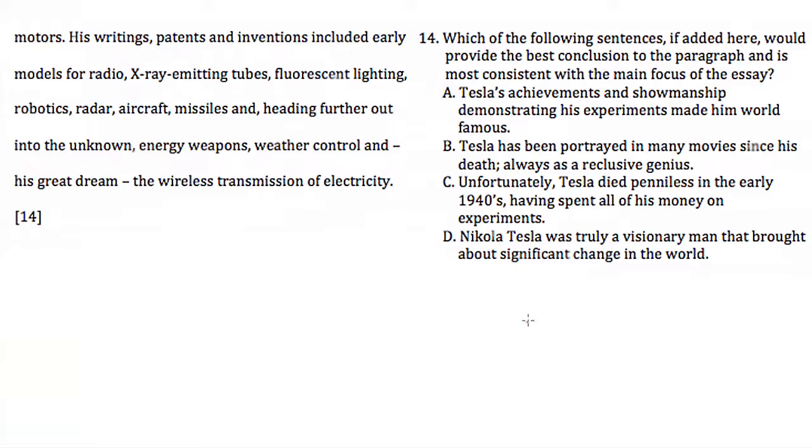Well, this passage makes no mention of showmanship, so I believe A is probably wrong. We don't want to add any new ideas in a concluding sentence, which would be the same reason why we're going to eliminate answer B. They don't talk about any movies. It also says nothing about his financial situation. D does sound like a good concluding sentence, especially since we're talking about X-ray tubes, fluorescent lighting, robotics, radar, aircraft, missiles, and so on. All of these things did bring about significant change in the world. So for question 14, choose D.